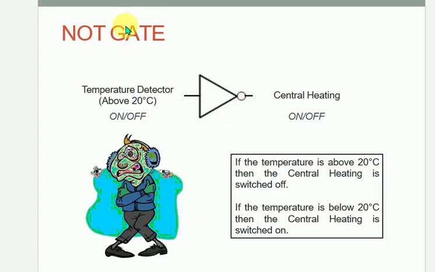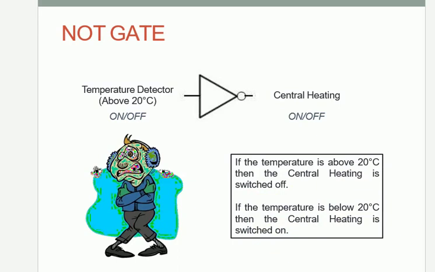The example of this: is the temperature detector above 20 degrees centigrade, is the central heating on or off? If the temperature is above 20 degrees centigrade, then the central heating is switched off. If just the opposite, the temperature is below 20 degrees centigrade, then the central heating is switched on.